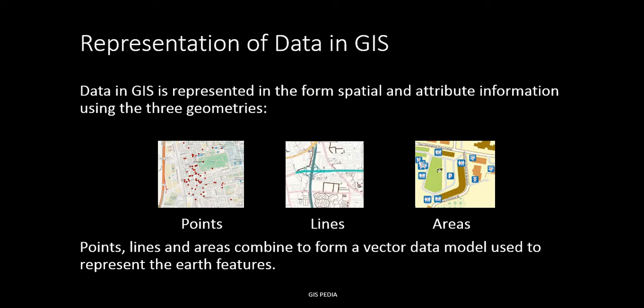Lines can be used to represent road network, gas network, pipe network, or electric network. Also, area features can be used to represent areas showing the parcels, country boundary, and many more. Points, lines, and areas combine to form a vector data model used to represent the earth features.